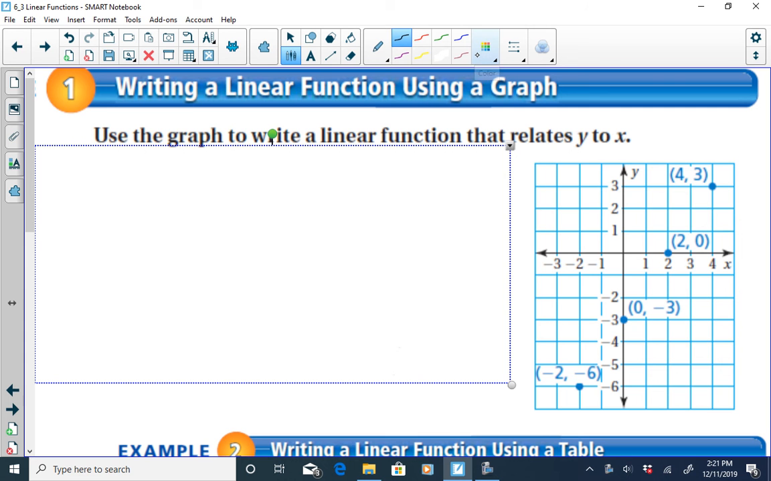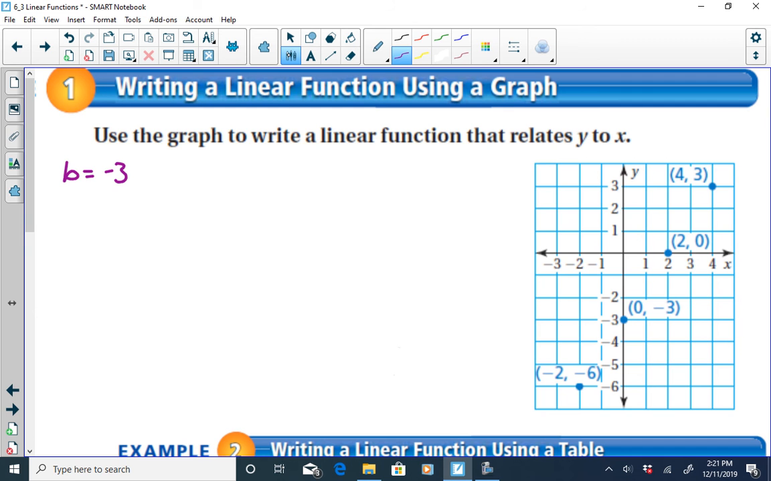All right, our first example, use the graph to write a linear function that relates y to x. Well, we have the linear function here, and we want to write an equation for that linear function. In order to write the equation, we need our slope and we need our y-intercept. Well, we see the y-intercept is -3, so I already know that b is going to be equal to -3, right? So our b is going to be equal to -3.